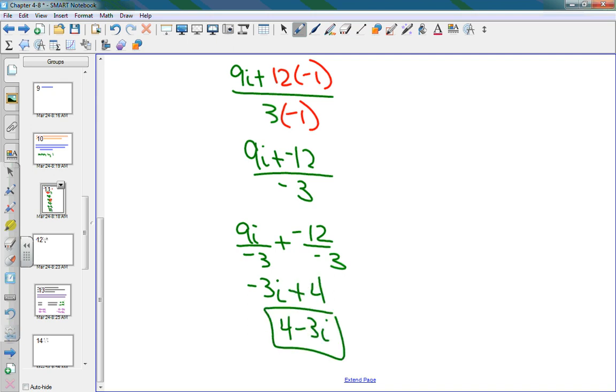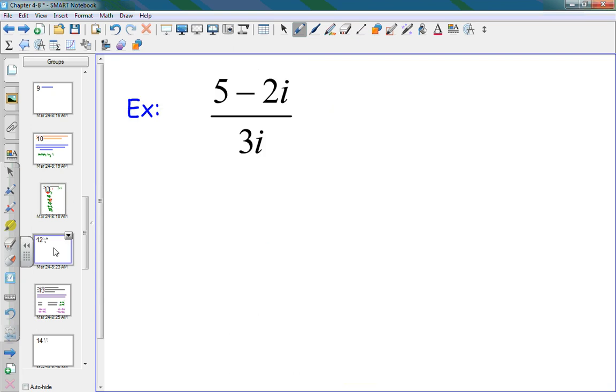Now clearly, we could have done this much faster by just simply taking and making this into two fractions. But I wanted to show you what multiplying by 1 actually entails. So let's do this all over again. Notice 5 is not divisible by 3i, and neither is the 2 divisible by 3i. So what we need to do is multiply by a value of 1 again. And I need that 3i to turn into a 3i squared. So I need to multiply by what?